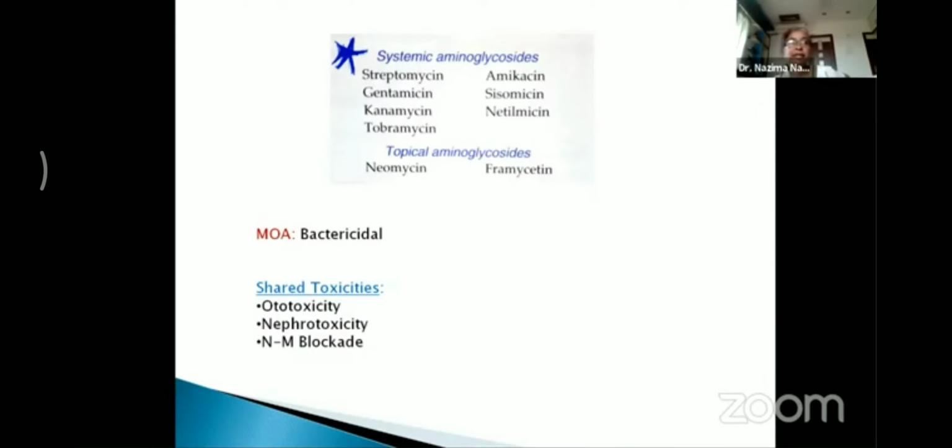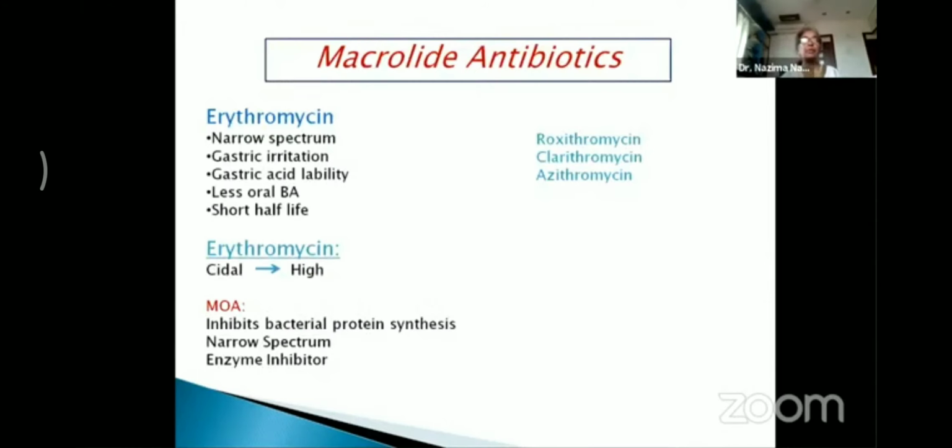They have shared toxicities, that is, the toxicities are similar for all the drugs in this group. They have ototoxic potential, nephrotoxic potential, and they cause neuromuscular blockade. Toxicity is very important with these drugs, and of course, these drugs should not be combined with other ototoxic as well as nephrotoxic drugs. Again, this has to be kept in mind, and therefore you should know about the toxicity part of these drugs.